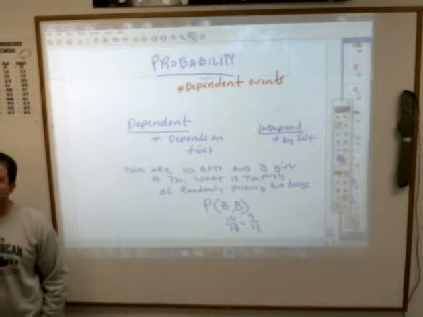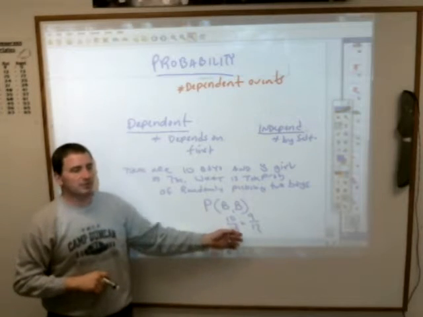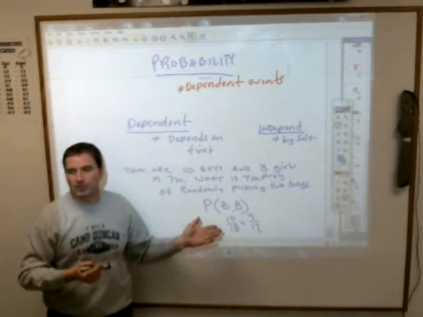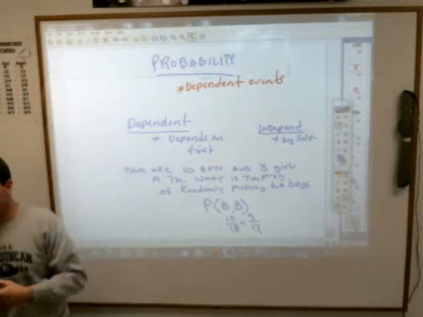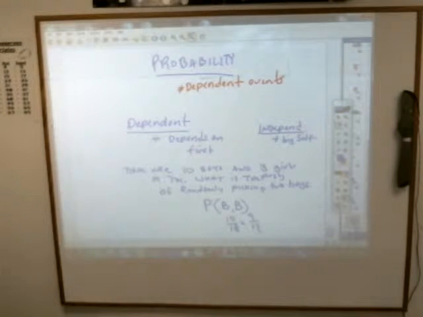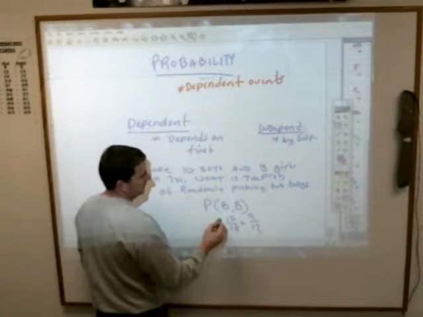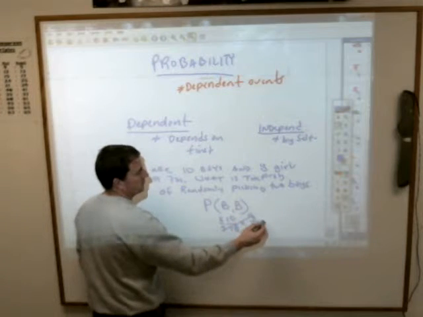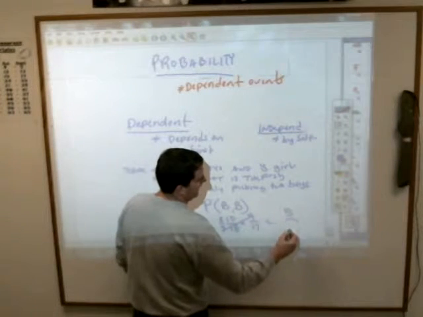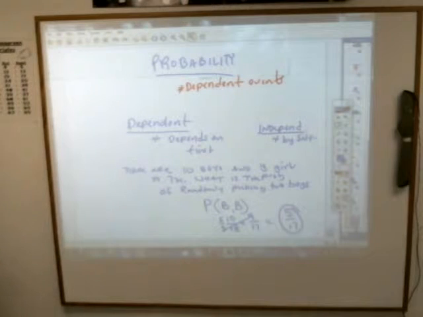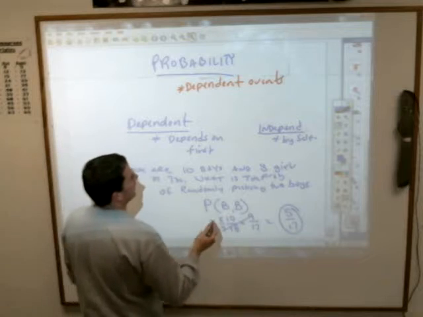Now, if I said I was going to draw the boy's name and then put the name back in and start from scratch again, then it becomes independent. But since I said you're pulling one and then trying to get 2 different boys' names, it's going to be dependent. So if we reduce this down, it doesn't work too bad. This is 5 over 9, and the 9's cross off. You have a 5 in 17 chance of randomly drawing 2 boys' names.